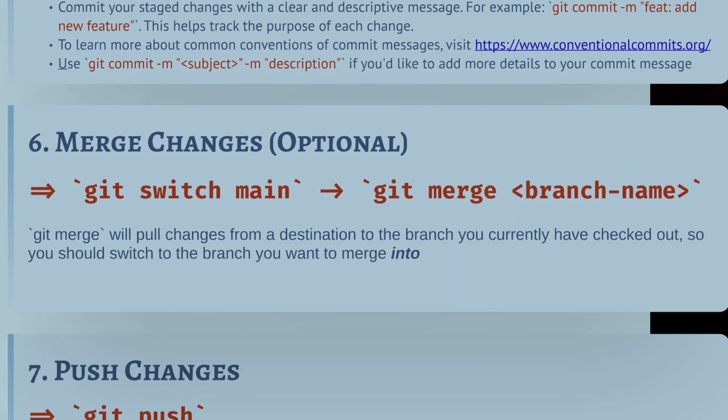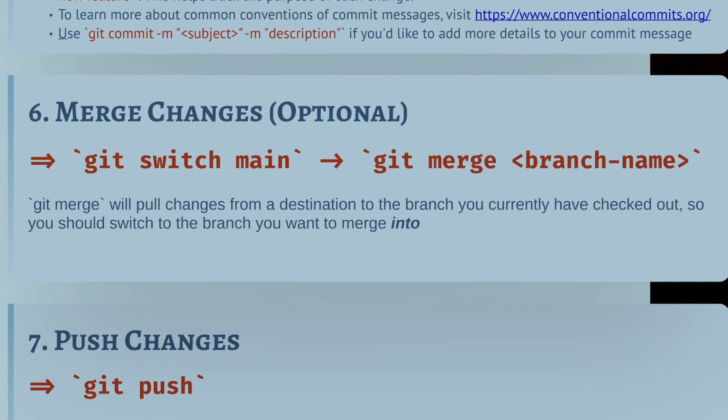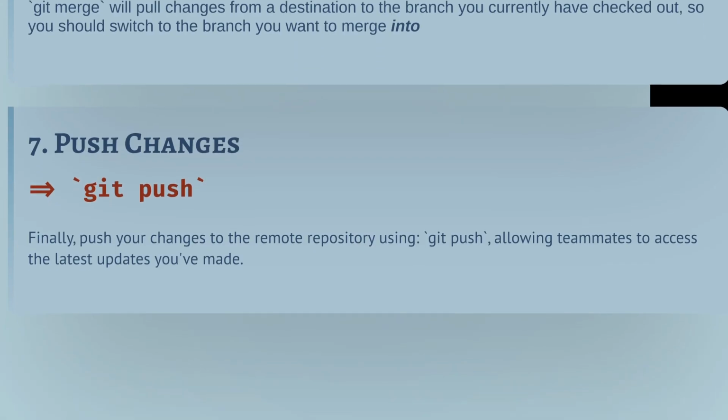Step 6, if you used a branch, you can later merge it back into main. Do this using the git switch command and the git merge command to pull your changes from your source branch. Step 7, finally, you push your work up to the remote repository so your teammates can see it. That's the Git cycle you'll repeat over and over again. Pull, branch, change, add, commit, merge, and push.